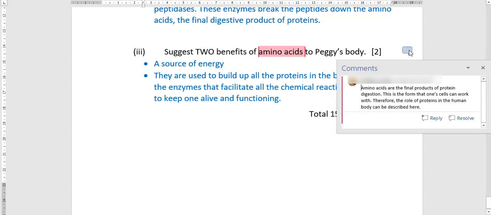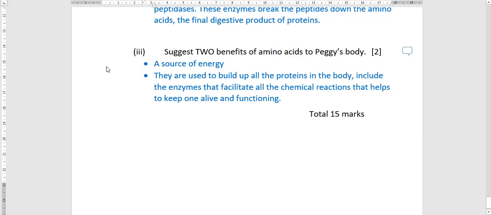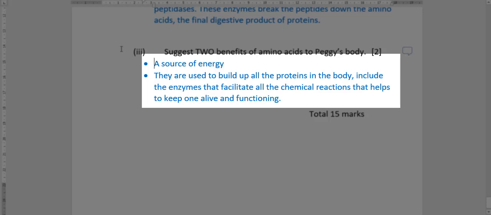Suggest 2 benefits of amino acids to Peggy's body. And what comment do we have here? Amino acids are the final products of protein digestion, and this is the form that one's cells can work with. Therefore, the role of proteins in the human body can be described here, because it's essentially the building block for the proteins that your body will be using. Okay? First things first, it may surprise you, but yes, amino acids are also a source of energy, and then they are used to build up all the proteins in the body, including the enzymes that help to keep one alive and functioning.